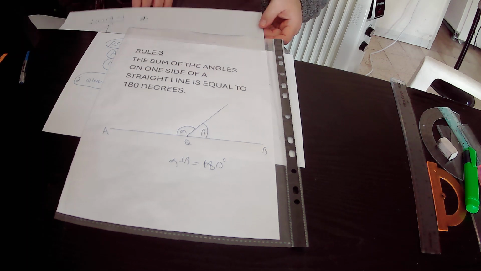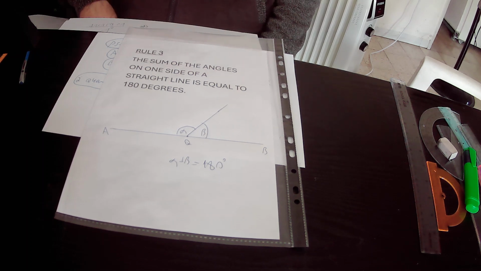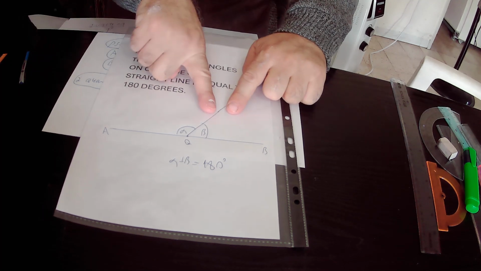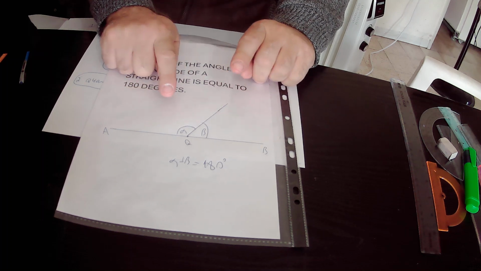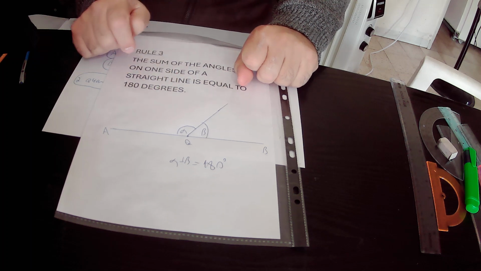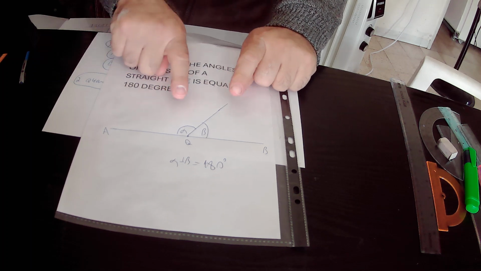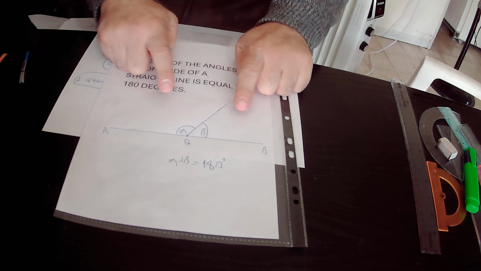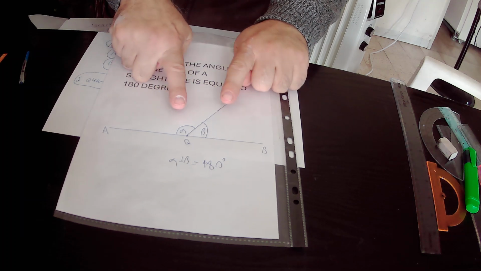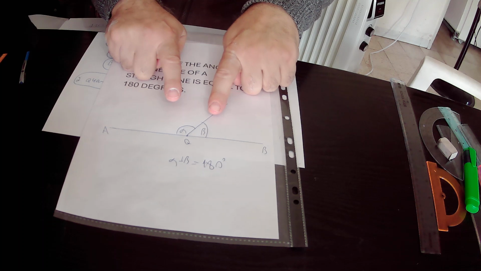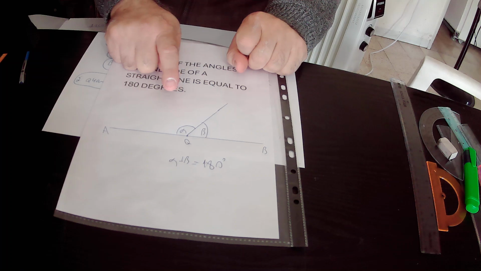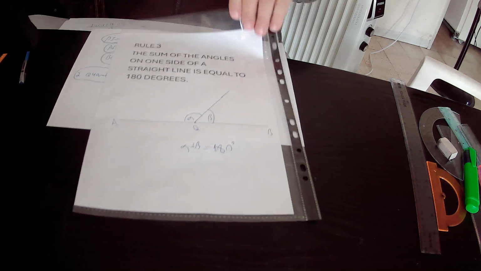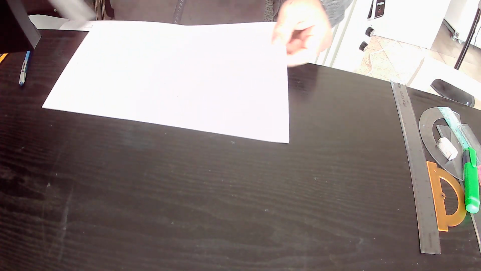According to rule number 3, the sum of the angles on one side of a straight line is equal to 180 degrees. So here in the drawing we have the straight line AB. If you focus on the upper side of the straight line AB at point Q, the sum of the angles must be equal to 180 degrees according to rule number 3. Which angles do we have at the upper side of AB at point Q? We have this angle alpha and angle beta. So in total, alpha plus beta must be equal to 180 degrees according to rule number 3. We actually can implement rule number 3 in our drawing.